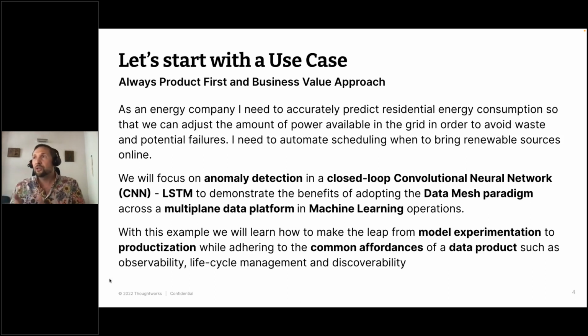If I were an energy company, I'd like to accurately predict residential energy consumption so that we can adjust the amount of power available in the grid in order to avoid waste and potential failures, right? Because in many ways, a power grid is like something you're constantly filling up. If you fill it up too much, it overflows and that water is just wasted. In the same way, more or less, I'm not an electrical grid expert, but that's kind of how it works.